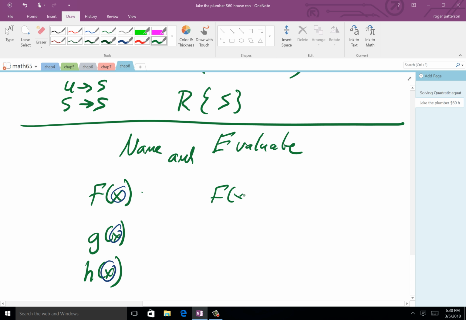So if we have a function f of x equals 3x plus 4, what's important is that this x and this x have to be the same variable, or else it doesn't make any sense. Those two things got to be the same thing.